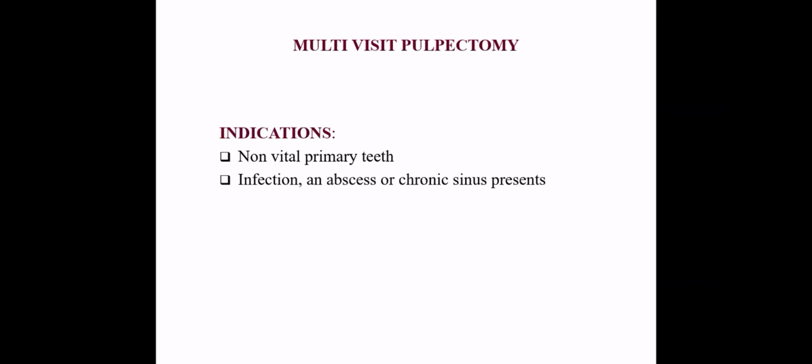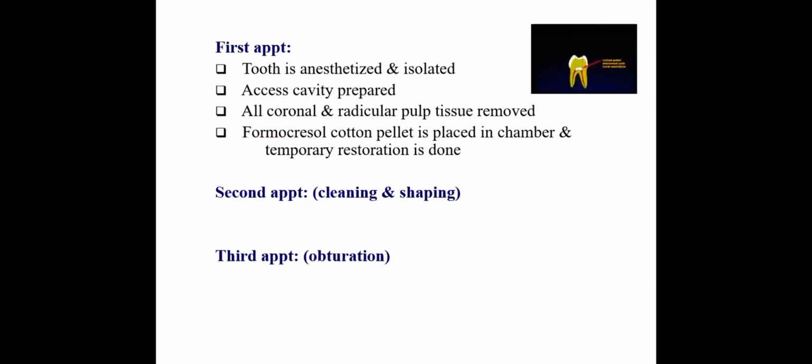So till now we were talking about the single visit pulpectomy. When it comes to the multiple visit pulpectomy, the main indication is if it's a non-vital tooth, or an infection or an abscess or a chronic sinus is present, so you have to go for a second sitting pulpectomy. In the first appointment, till the extirpation is done, then you need to place an intracanal medicament, then recall after a week.